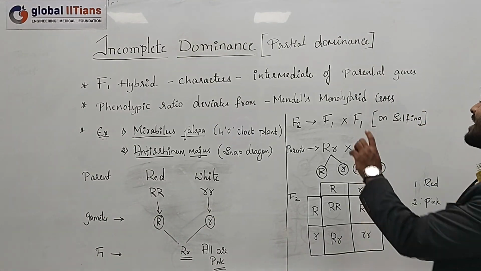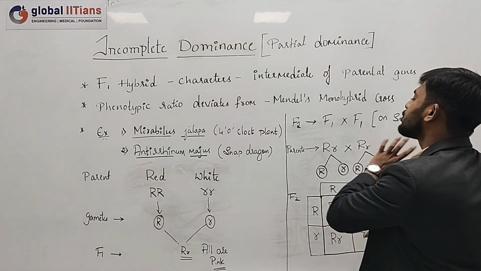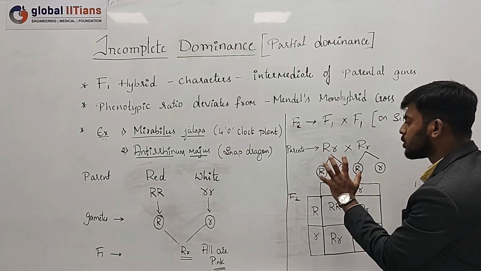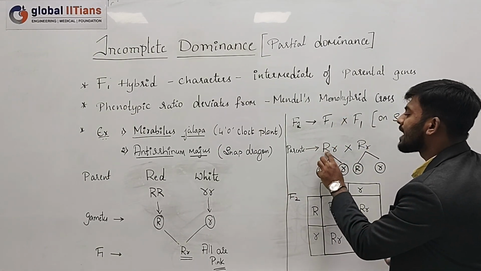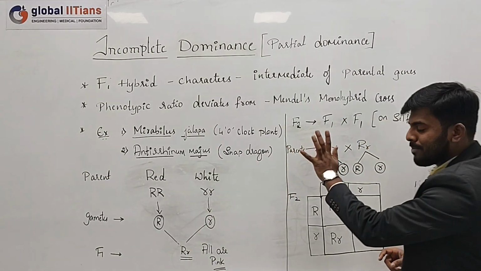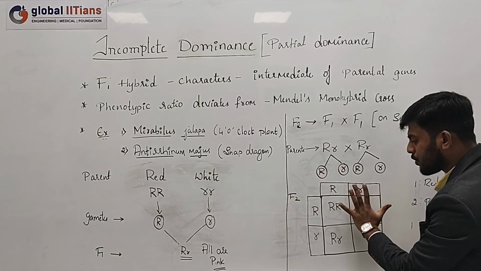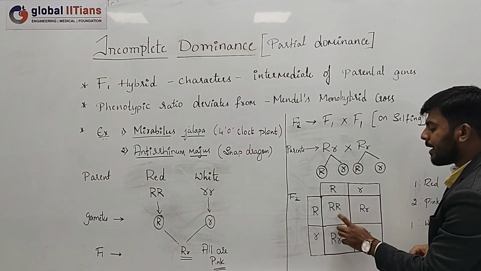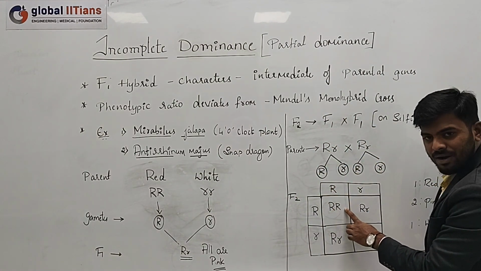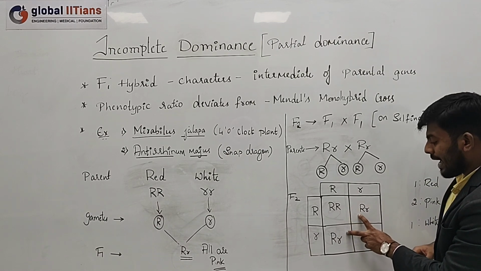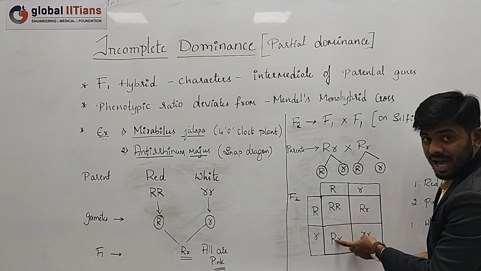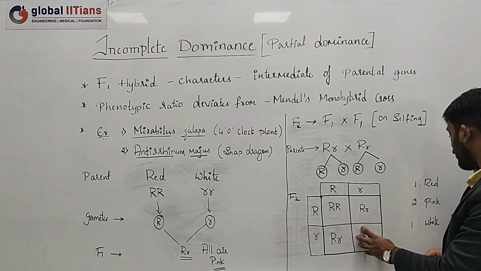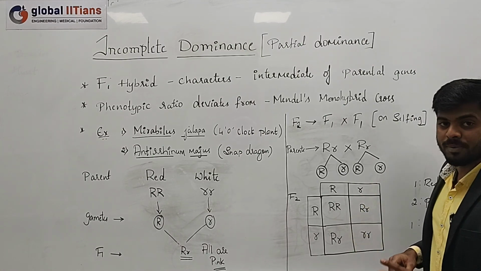For F2, that is selfing, F1 has to be crossed with F1 here. Here also, the genotype is capital R and small r. What we obtained is the same here. When you take the F2, we get one homozygous red, two heterozygous pink, and one homozygous white flower.